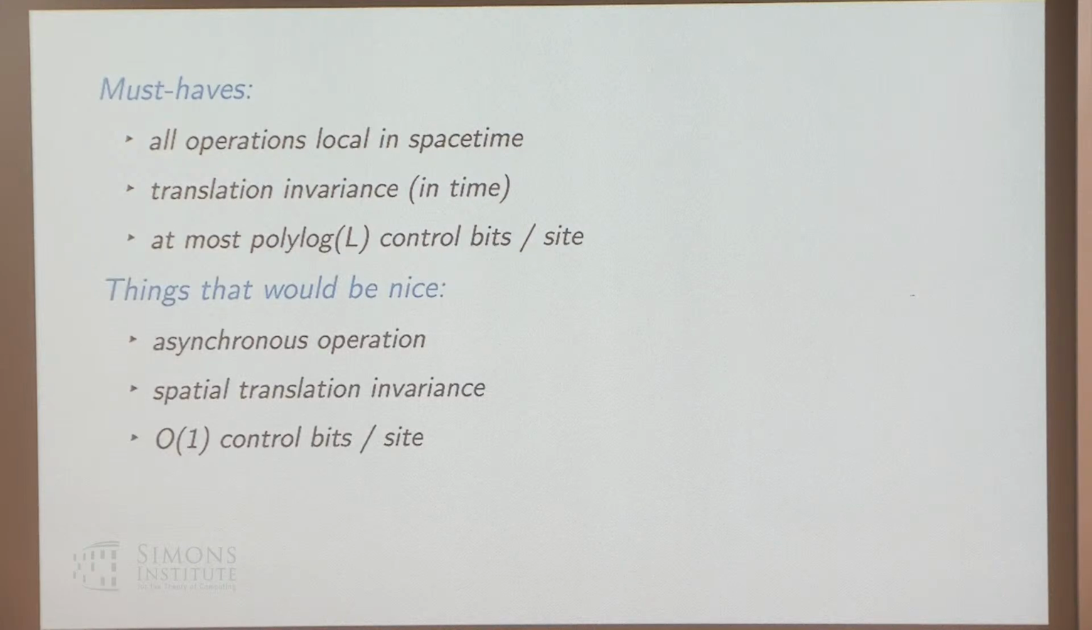Things that would be nice in addition to the must-haves are, I would like, ideally, if this decoder operated asynchronously. So meaning that each classical data processing device in the decoder could operate independently at a clock speed which is independent of the other processors. I would also like the error correction scheme to be translationally invariant in space. And it would be nice if I could get away with having, say, only order 1 number of control bits per site, so independent of the system size.